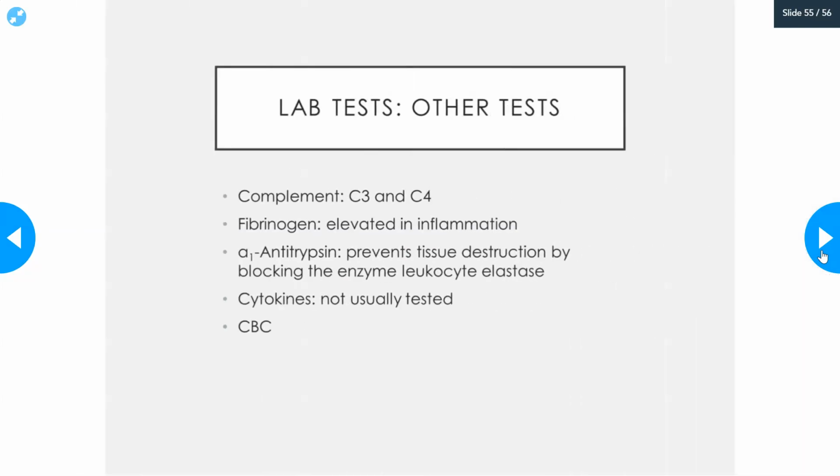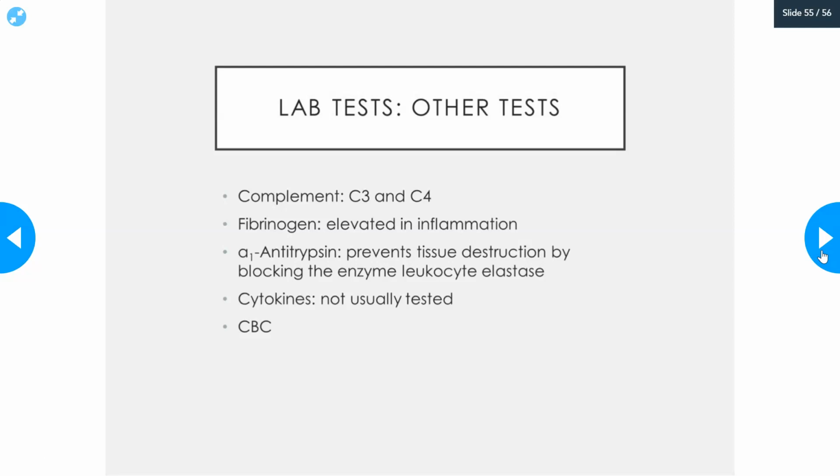A few other tests. We can test for complement, C3 and C4. We can test for fibrinogen, which would be expected to be elevated during inflammation. We can test for alpha-1 antitrypsin, which again prevents tissue destruction by blocking the enzyme leukocyte elastase. You would want your patient to have an adequate level of it. If they don't have enough alpha-1 antitrypsin, it's a problem.